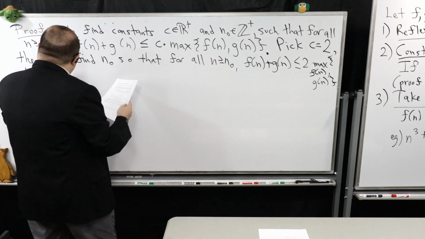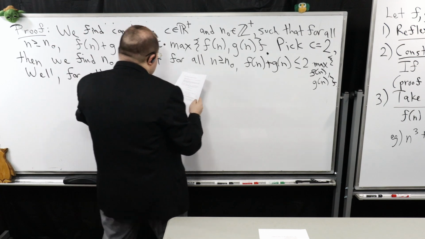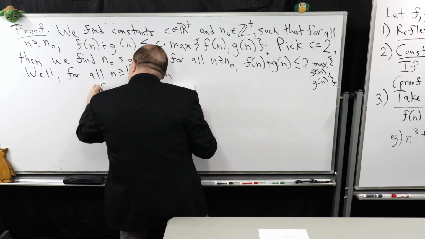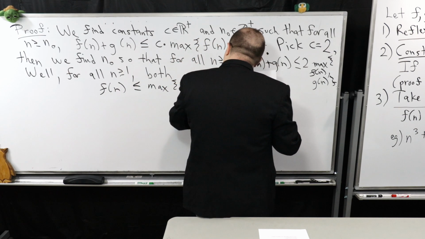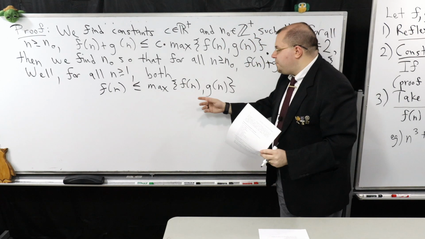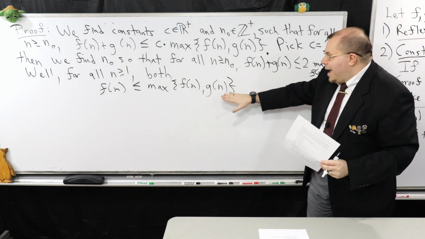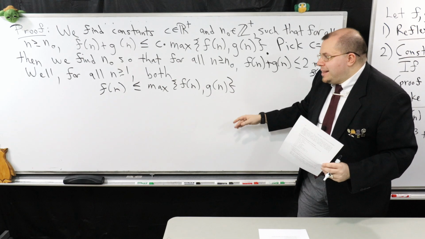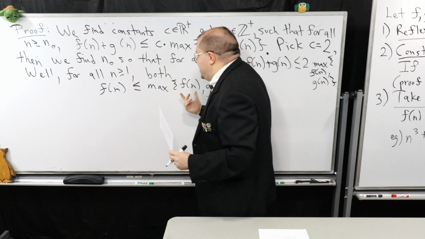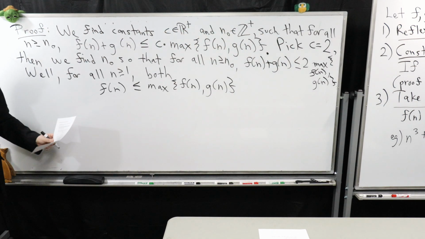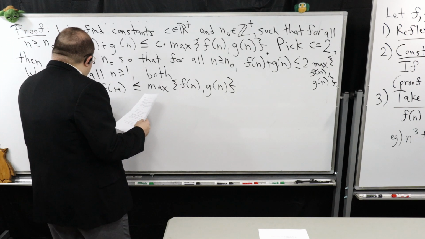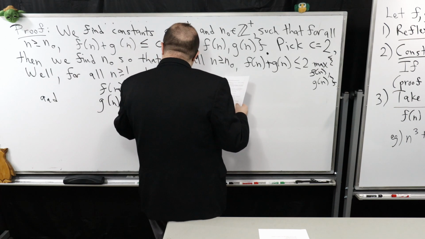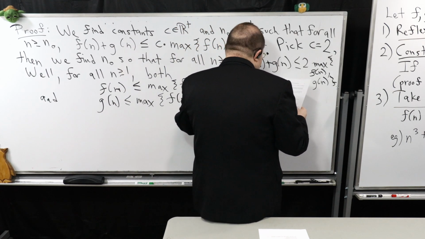Well, for all n greater or equal to 1, both f of n is less than or equal to the max of f of n and g of n. We know this because if, for example, g were bigger than f for a value n, this max function will pick it, right? And now that just means simply this is true. If f was the bigger one, the max function will select that, and it'll compare it against f of n, which in that case would be equal, right? So both f of n is less than or equal to the max of these two, and g of n is less than or equal to the max of f of n and g of n, right? By the exact same reasoning.